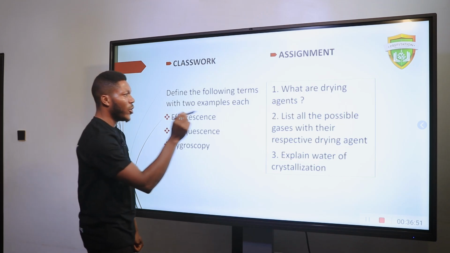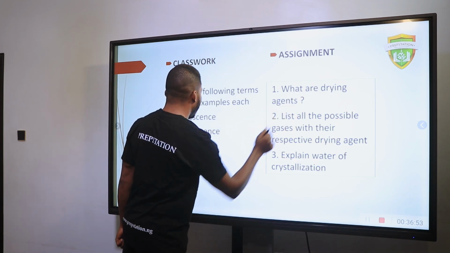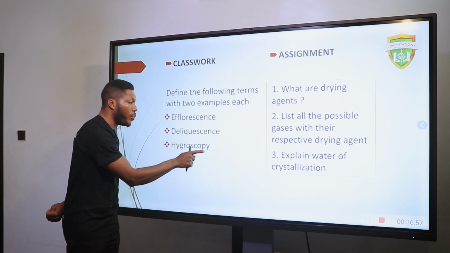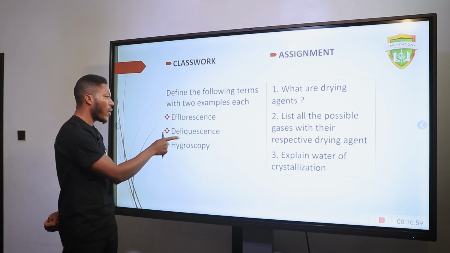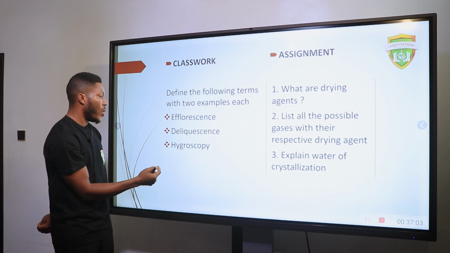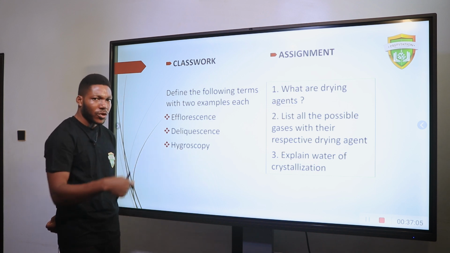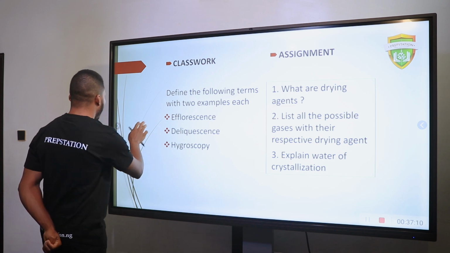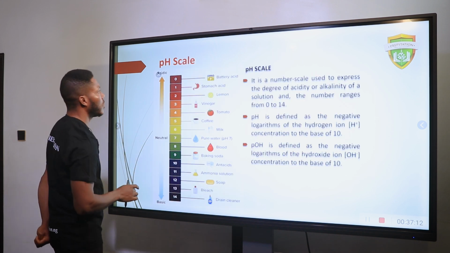Don't forget, drying agents are always deliquescent or hygroscopic. Why? Because a deliquescent substance will absorb moisture and form a solution, whereas a hygroscopic substance will absorb moisture but will not form a solution. So look that up in your textbook and add to your knowledge.